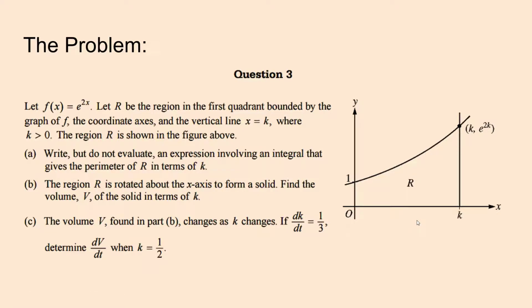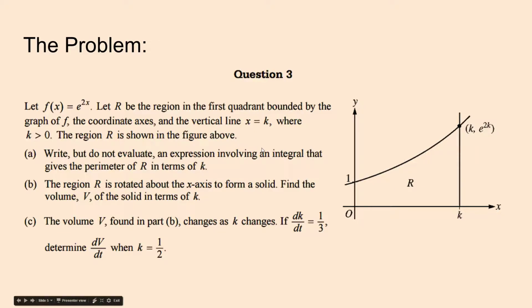Alright, time for part A. Write, but do not evaluate, an expression involving an integral that gives the perimeter of R in terms of k. From the image given, we already know that this section is going to be a length of 1, this section is going to be a length of k, and this section is going to have a length of e to the 2k, so we don't really need to worry about that. However, this curved section here requires us to use the distance formula in order to find its length.